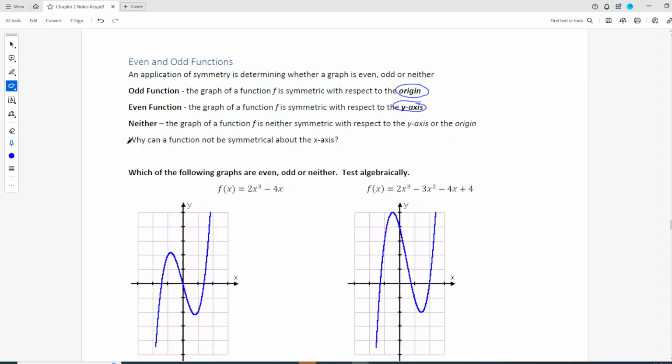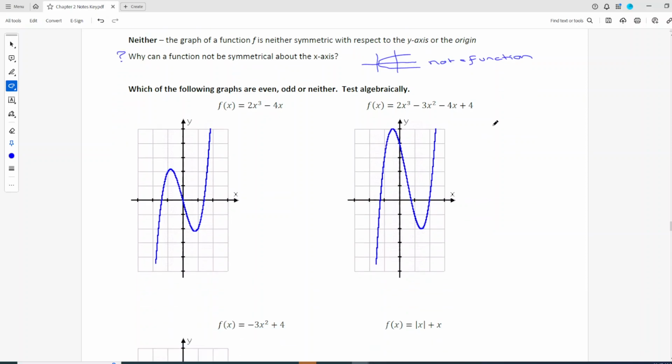The last thing here, I just put a little question for you. We've covered origin symmetry and y-axis symmetry. Why can a function not be symmetric about the x-axis? Well, I just drew a graph that's symmetric about the x-axis, and what do you notice? Well, it fails the vertical line test, so it's not a function. So no functions will be symmetric about the x-axis.